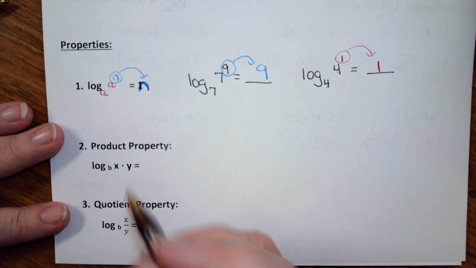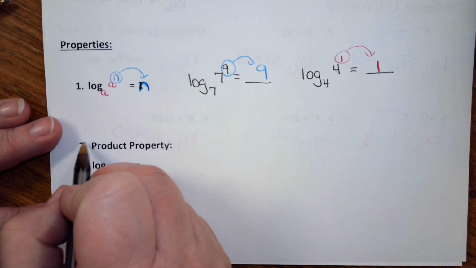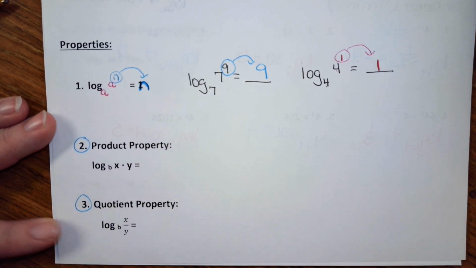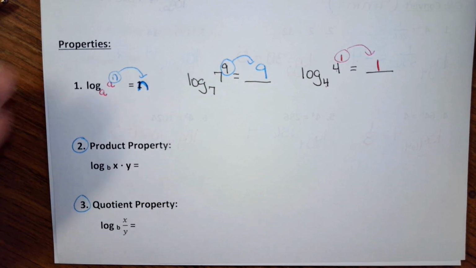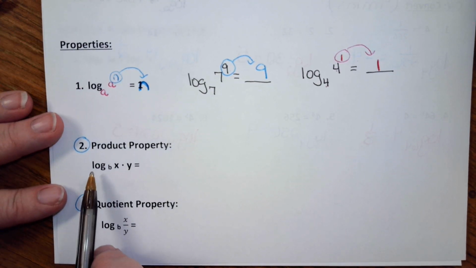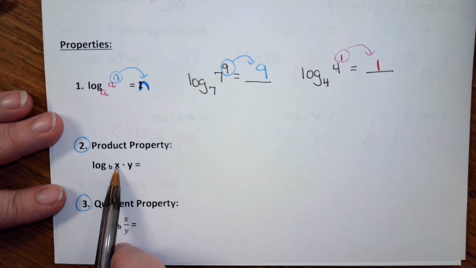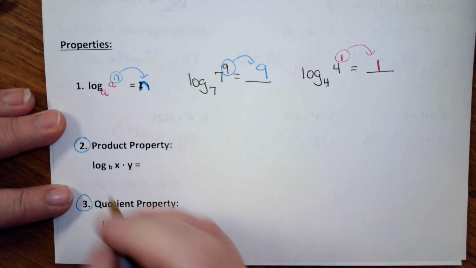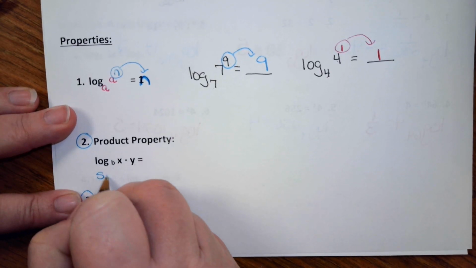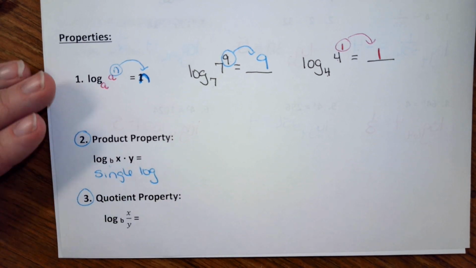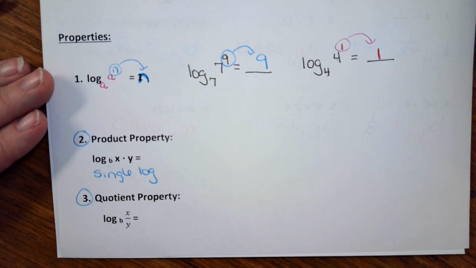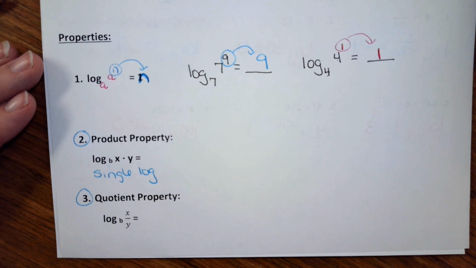All right, moving along to our product property. Now the product property and the quotient property are probably some of the most used ones, and we're also adding 1 or 2 more on the next slide. But our product property, notice here we've got log base B of x times y. All right, this is a single log.